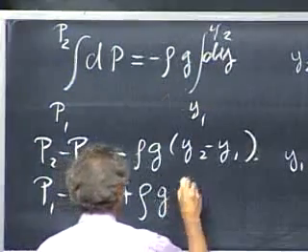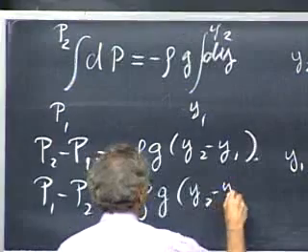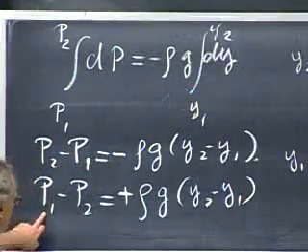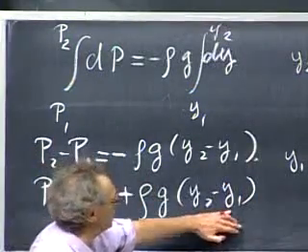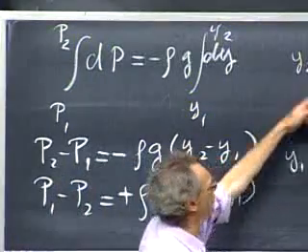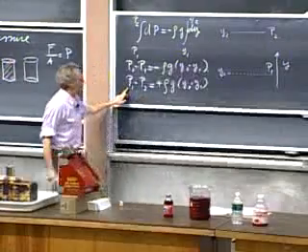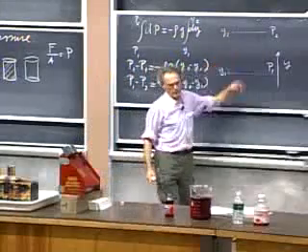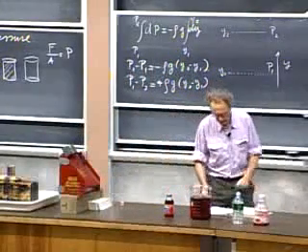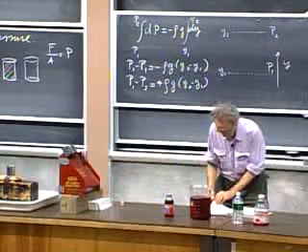Rho g times (y2 minus y1). So what it means is, I see immediately that if y2 minus y1 is positive, this is higher than this, that the pressure at P1 is larger than the pressure at P2. But of course they are completely identical. So this is the hydrostatic pressure.